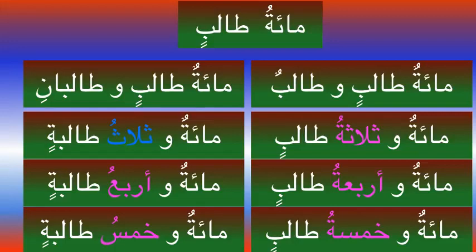This is mudhakkar and muannas, and any number after mi'atin like thalathatu, arba'atu, will have its own effect. That means a mudhakkar will have a muannas number and a muannas will have a mudhakkar number. So we need to remember this inshallah.